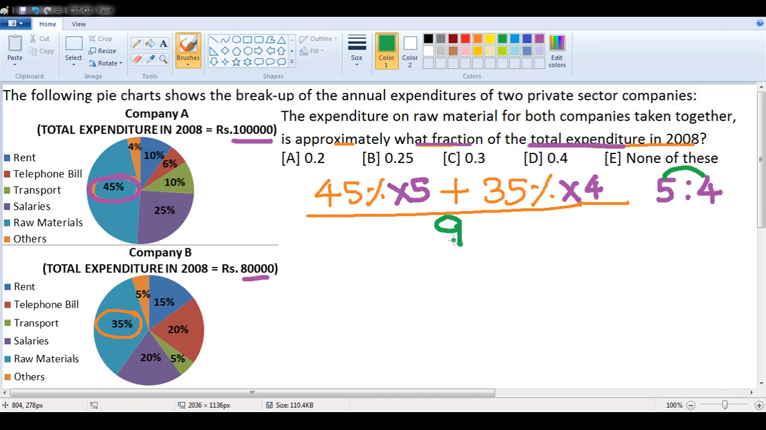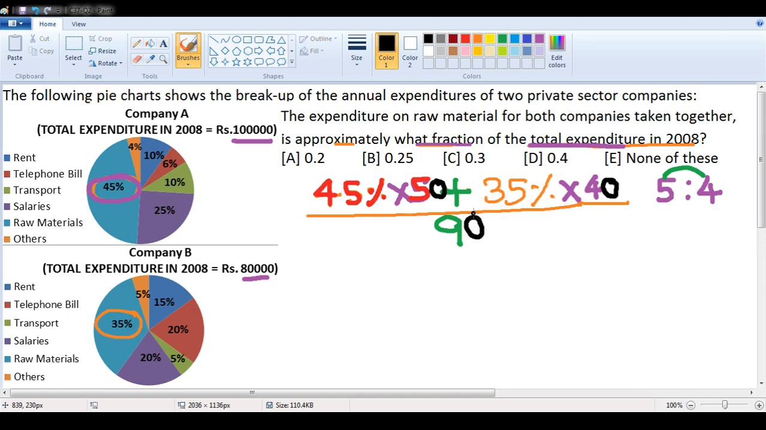Now see here, you should find 45% of 5, 35% of 4, and then add all those values and finally divide by 9. Now instead of doing all these things, this is where your calculation skills will come into picture. Listen carefully. This is 45 percentage of 5. Instead of calculating 45 percentage of 5, which will give you decimal values, instead of 5, I will write one extra 0. Denominator also I will write one extra 0.